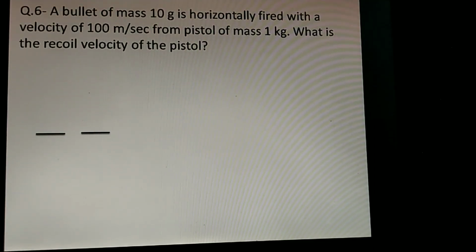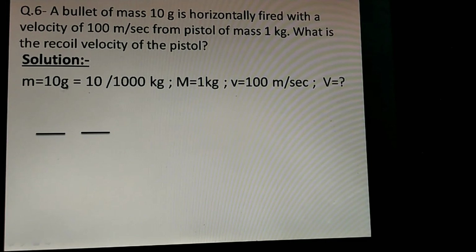Now the next question is, a bullet of mass 10 gram is horizontally fired with a velocity of 100 meter per second from a pistol of mass 1 kg. So what is the recoil velocity of the pistol? So in this you have to find out the recoil velocity. The values given are like mass is 10 gram. Again it is given in gram, so we have to change this gram into kg, meaning 10 is divided by 1000. Mass of pistol is 1 kg. v is 100 meter per second and V you have to find out.